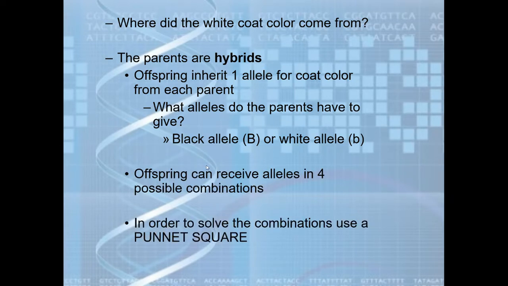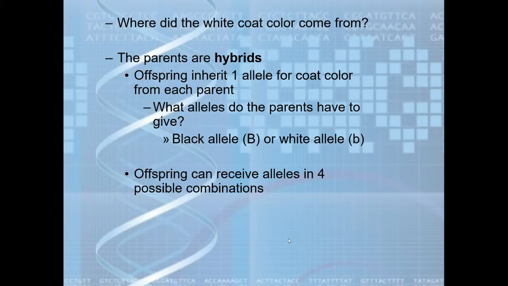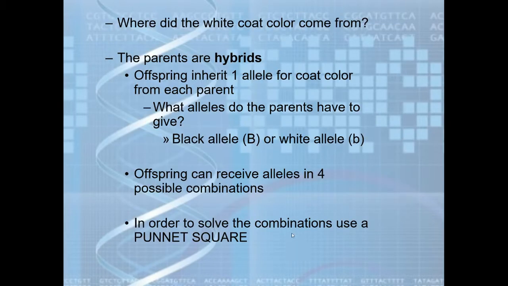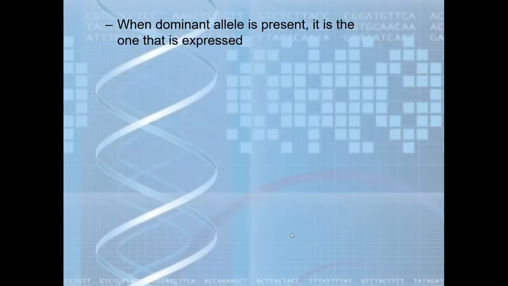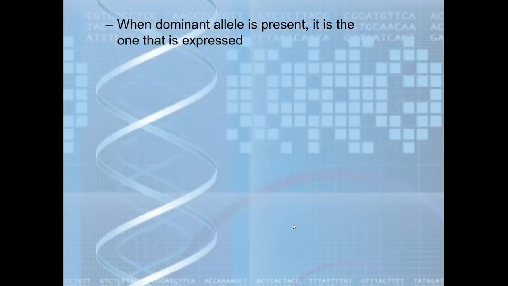Okay, so in this case, you have four possible combinations. Using a Punnett square, that's the one that we're using, we'll be able to determine the probability or the chances of getting a baby with a certain eye color. That's an example of a Punnett square. You put the alleles here, and then you basically just cross multiply them.